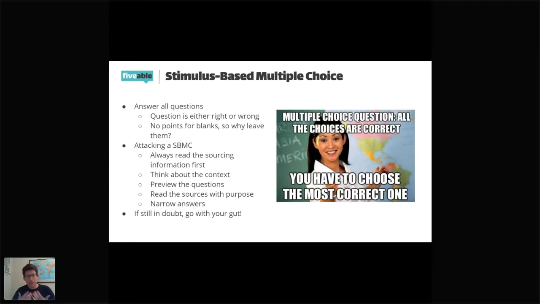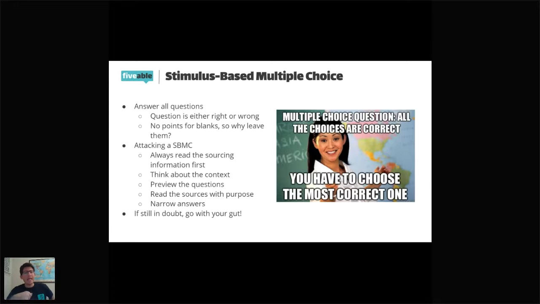There is research to show that if you stick with your first gut instinct, an educated gut instinct, you're more likely to be right. Changing your answer, for example, you're more likely statistically to change it from a right to a wrong answer than from a wrong to a right answer. I know it's really weird, but that's the truth.